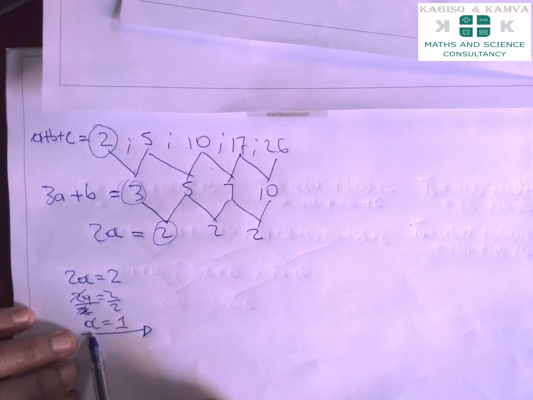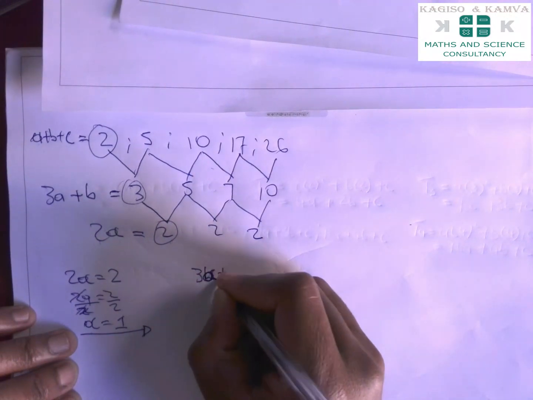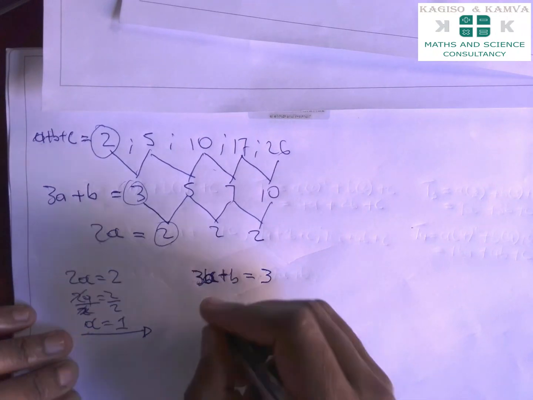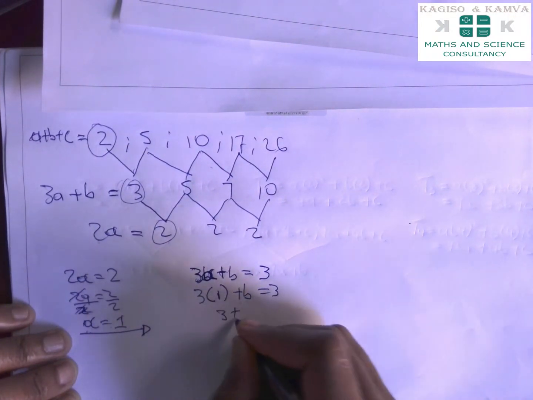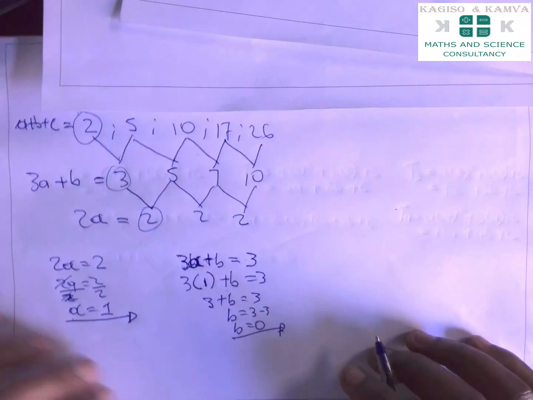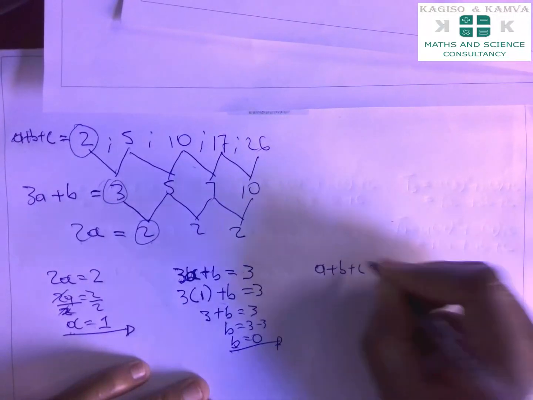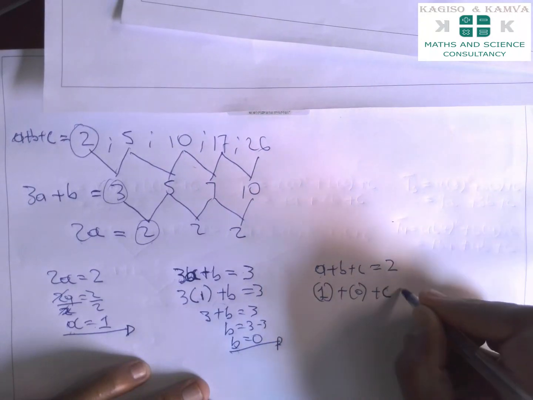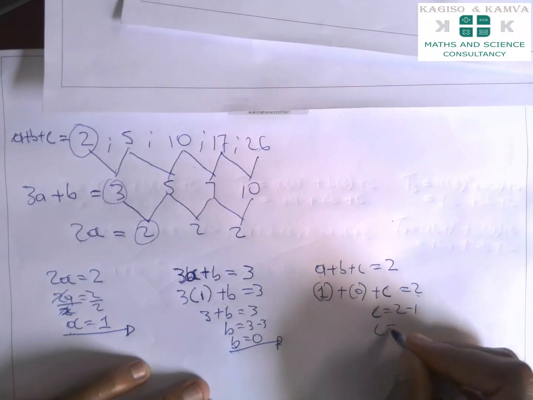Now since we know a, we need to solve for b. 3a plus b is equal to 3. But we now know that a is equal to 1. So 3 into 1 plus b is equal to 3, which is 3 plus b equals 3. You transpose 3, b equals 3 minus 3, b equals 0. Good. Since we now know that b equals 0, we also know that a plus b plus c is equal to 2. We know a is equal to 1 and b is equal to 0, and we are looking for c. So we transpose 1, c is equal to 2 minus 1, so c is equal to 1.